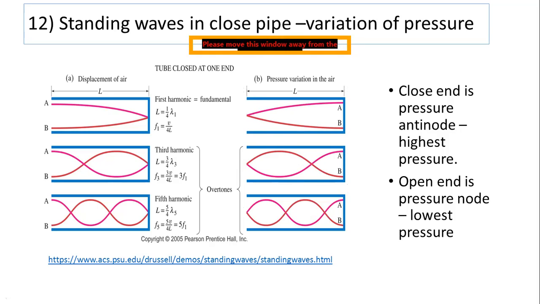And essentially know how to get the first one. Then the others will follow. Just remember this graph, how to get this graph, and then know: where there is a displacement antinode, there will be a pressure node, and where there is a displacement node, there will be an antinode for pressure. That's all.